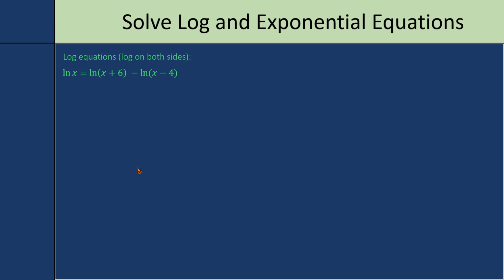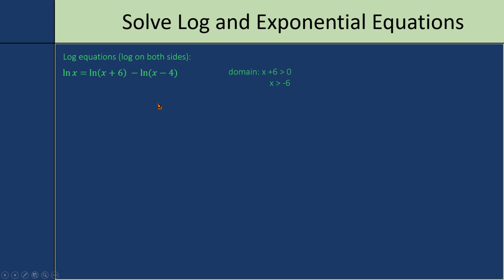I think this might be the last one of this type. Here you have ln of x equals ln of x plus 6 minus ln of x minus 4. See, all of them are ln, same base, same base, same base. So you can combine these, right? But let's look at the domain first.